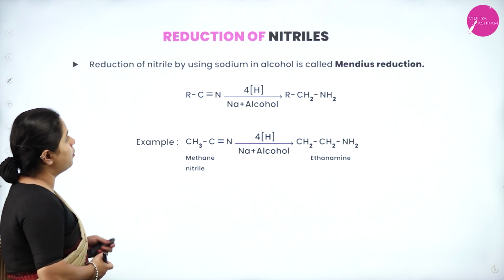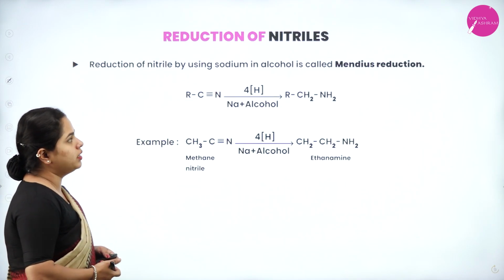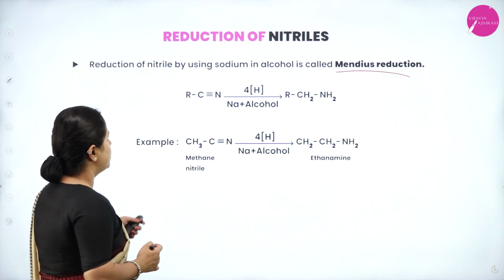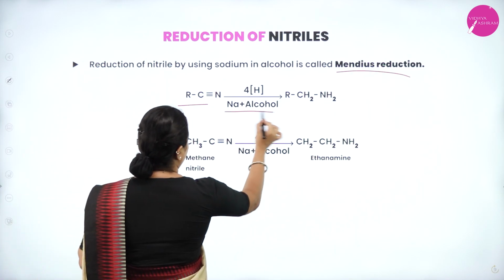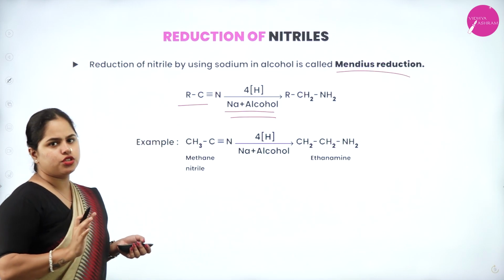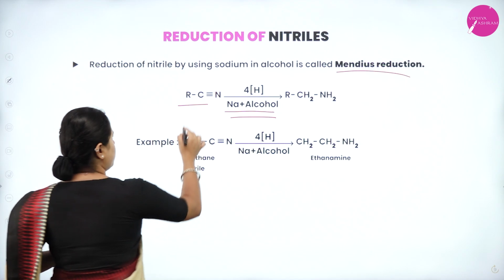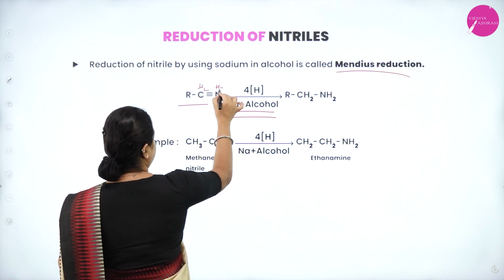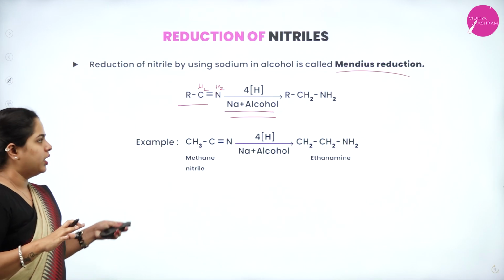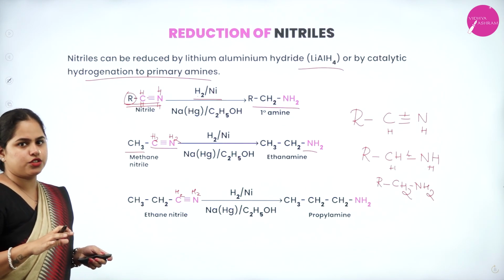Now reduction of nitrile by using sodium in alcohol is called as Mendius reaction. So this is a named reaction, so it is important. So you can see it is in presence of sodium in presence of alcohol. The same reaction is going to happen here. That is, we are going to add 2 hydrogen here, 2 hydrogen here, and you will get RCH2NH2. But the reagent is different here.